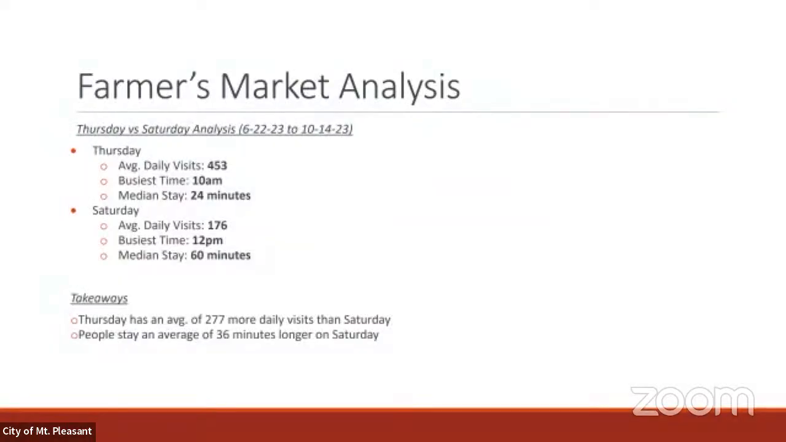We also briefly looked at the farmers market, and we just wanted to see what days tended to do better, how many people were being brought in on those days. What we found is that typically on a Thursday when the farmers market is running, they draw in more people, around 453 compared to 176 on average on a Saturday. But people that came on Saturday tended to stay longer. And we believe that's probably because the people coming on Saturdays then went on to enjoy time at Island Park, whereas people on Thursdays were probably coming for the farmers market, and that was their sole reason for being there.